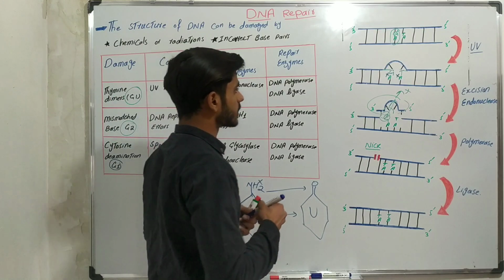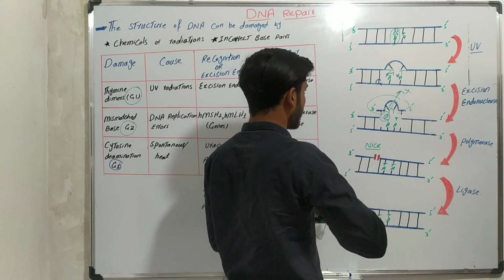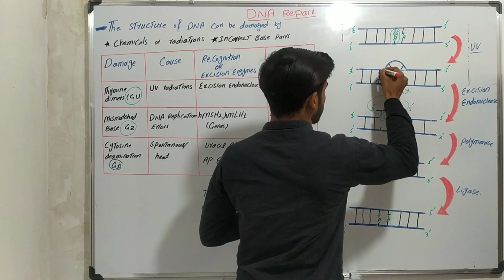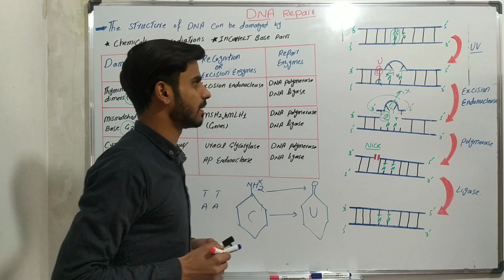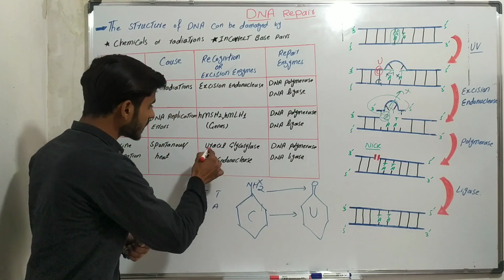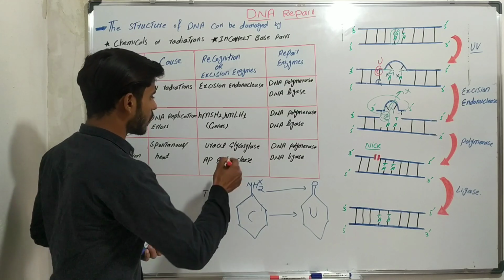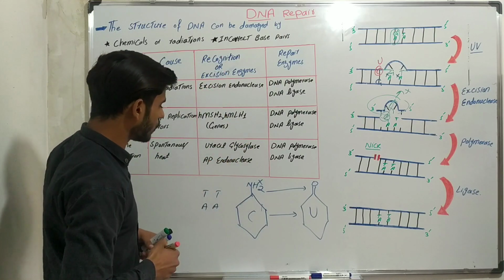So now let's suppose that here was a guanine, and here was a guanine, and here must be the cytosine, but instead of cytosine here is a uracil. But we have to remove this uracil because here we need cytosine, not uracil. Then two enzymes, uracil glycosylase and AP endonuclease, will come.